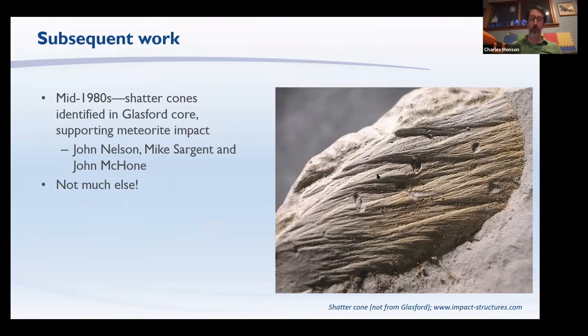So in the mid-80s, John Nelson and Mike Sargent from ISGS and John McCone from Texas went to look at the core we had from Glasford, which is at the ISGS repository, as well as the Des Plaines Disturbance core, to go look for shatter cones. And they found them, at least they said they found them. They talked about it a little bit at a meeting, and they wrote up a very brief abstract for the meeting saying, hey, we proved it. These are meteor craters. We found shatter cones. And then again, all quiet for a couple decades.